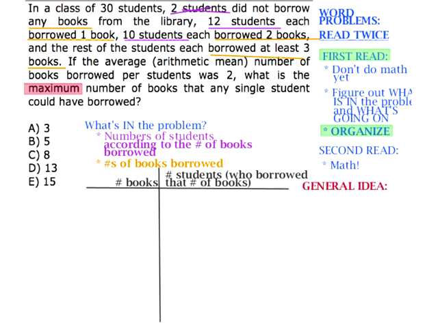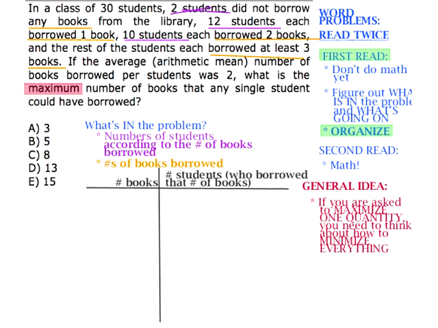So, the general idea that we're going to focus on today: if you are asked to maximize one quantity, you need to think about how to minimize everything else, and vice versa. If you have to minimize one quantity, then you have to think about how to maximize everything else.